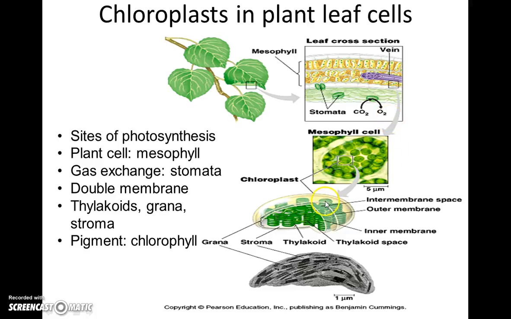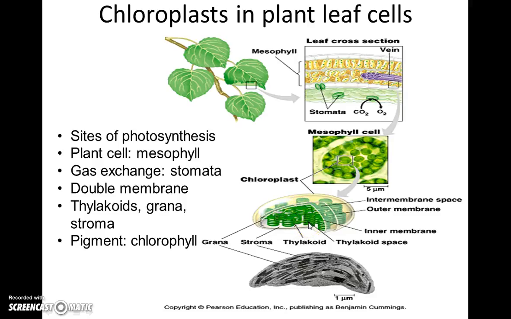If you look specifically at the chloroplast, it's a double membrane, just like the mitochondria. You've got an outer and inner membrane, and then you have this intermembrane space, which is the space in between. And then inside of the inner membrane, which would be the very middle, you have the stroma, which is just the space. And then you have these thylakoids, which are like little coin-stacked looking things.